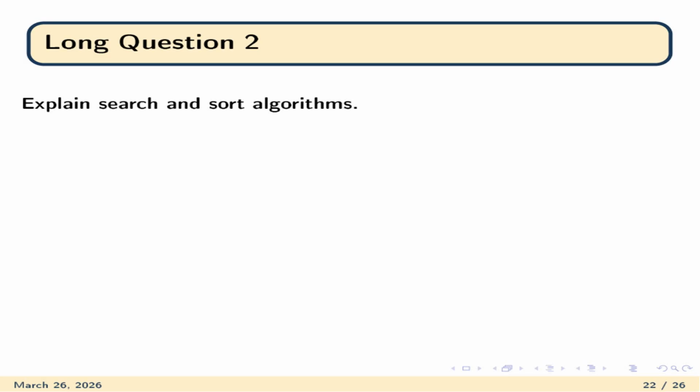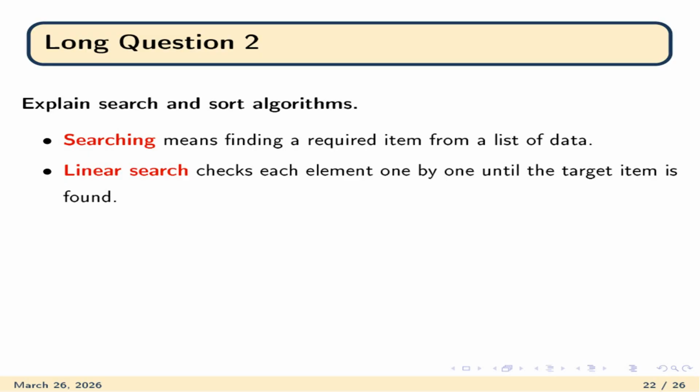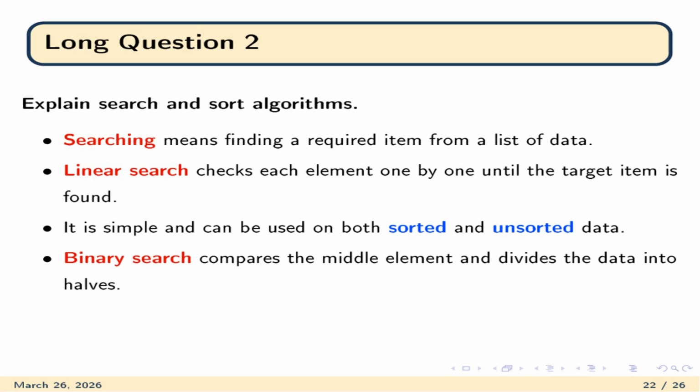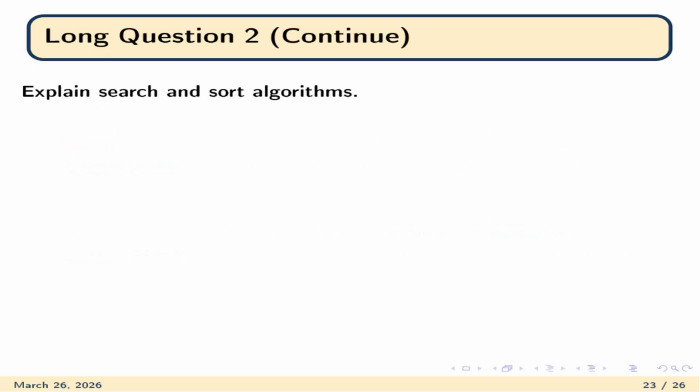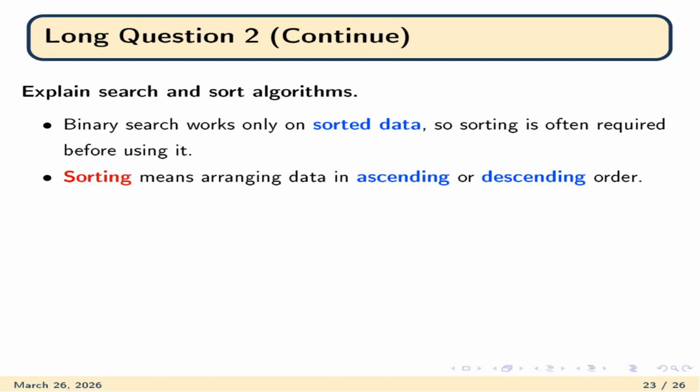Question number 2, explain search and sort algorithm. Searching means finding a required item from a list of data. Linear search checks each element one by one until the target item is found. It is simple and can be used on both sorted and unsorted data. Binary search compares the middle element and divides the data into halves. Binary search works only on sorted data, so sorting is often required before using it.